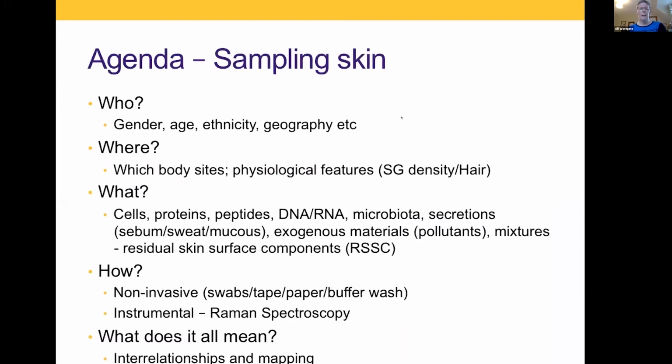So when you're thinking about sampling skin for preclinical studies, then you have to consider who you're sampling from, where on the body you're sampling, what you might be sampling. There's all sorts of things now that can be taken from skin and then analysed, how you're going to do it, whether you're actually taking some material off or whether you're using instruments. And then what does it all mean when you've got your data? How do you pull it all together?